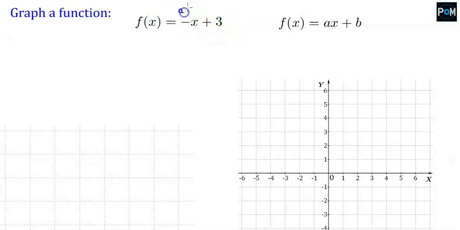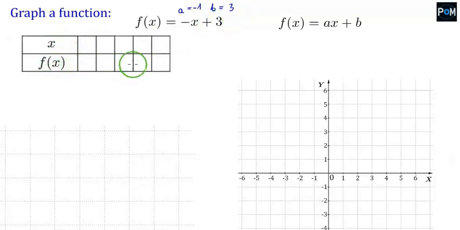The coefficient a, which we can't fully see here, is negative 1. There's an invisible 1 before this x, and the b coefficient is the constant term, which is 3. We need such a table, and we put the same numbers into the table as last time. We take the formula of our function, which is f of x equals negative x plus 3.